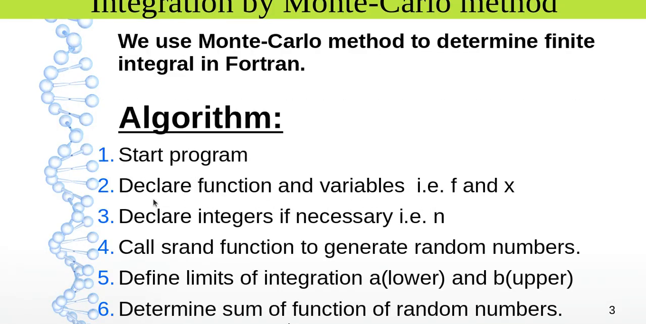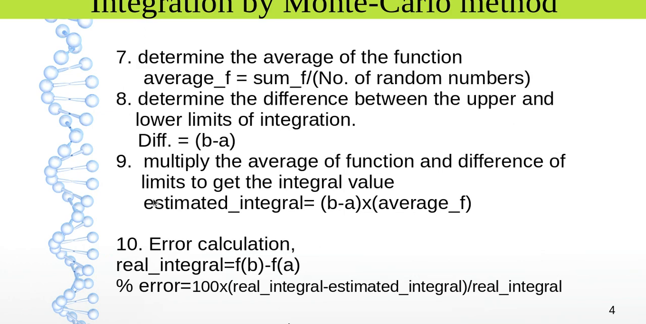This is how we can estimate the integral value by the Monte Carlo method, and we will need to determine the real integral, which is f of b minus f of a, and we will calculate the percentage error, which is equal to 100 times the real integral minus the estimated integral, divided by the real integral.